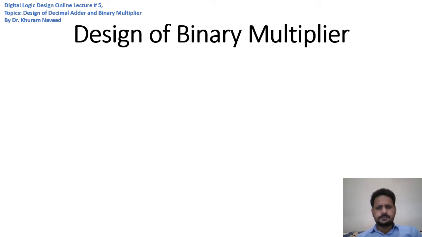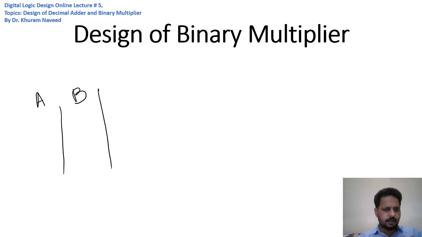So now we develop circuitry for binary multiplication. Before we go to the design of a multi-bit binary multiplier, let's first see how a one-bit binary multiplication works. Suppose we have these two inputs, A and B, and we have this output product.